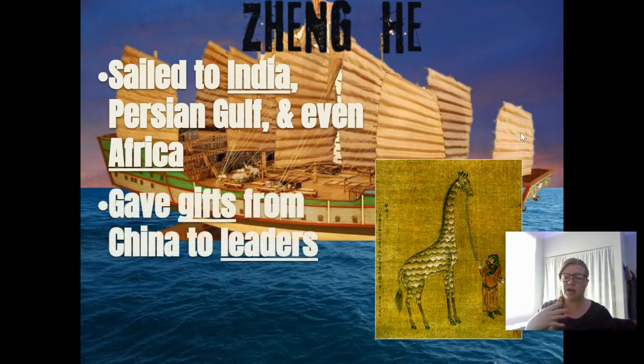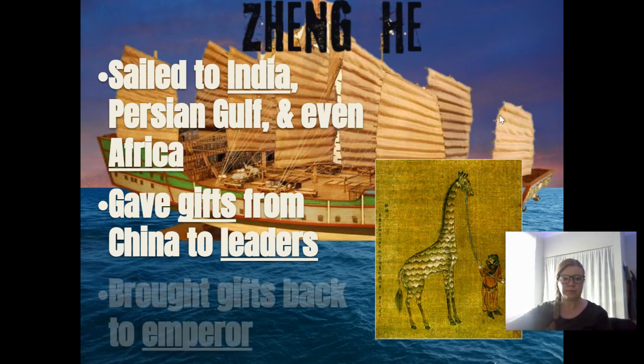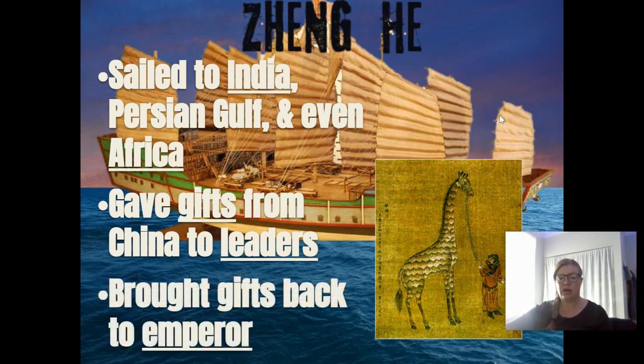And a lot of the leaders of these different countries would give gifts to China. And he would also, in turn, give gifts from China to these leaders. So he's forming all of these allies. He's forming all of these friendships with all these other countries, which is going to serve him really well later on when other countries try to invade them. They could call on their allies for help. And it's also expanding their trade. So, like I said, they also brought gifts back from all these countries to the emperor.